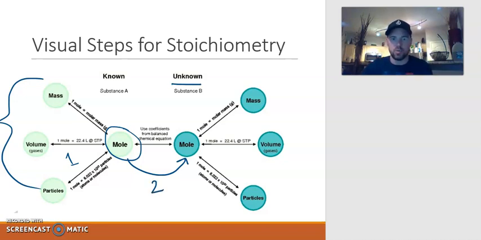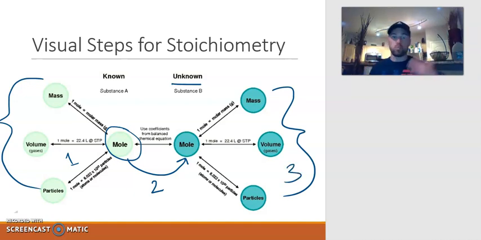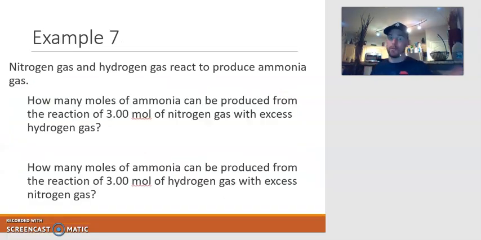So that's step 2. And then, like I said, finally, they don't want the answer probably in moles. They probably want it back into either a mass, a volume, or a particle. So that's going to be step 3. And then you just wash, rinse, and repeat. It's the same process every single time. So, without further ado, let's actually look at some examples.